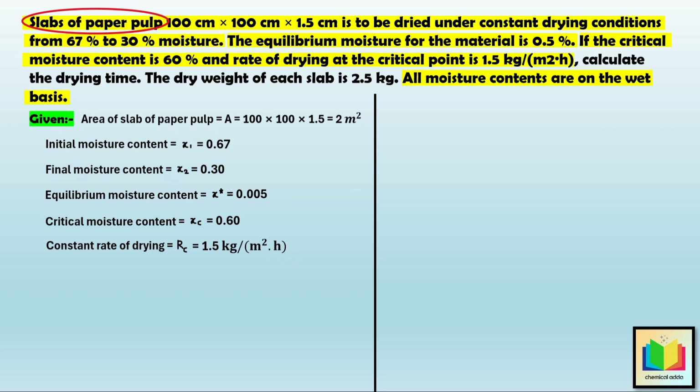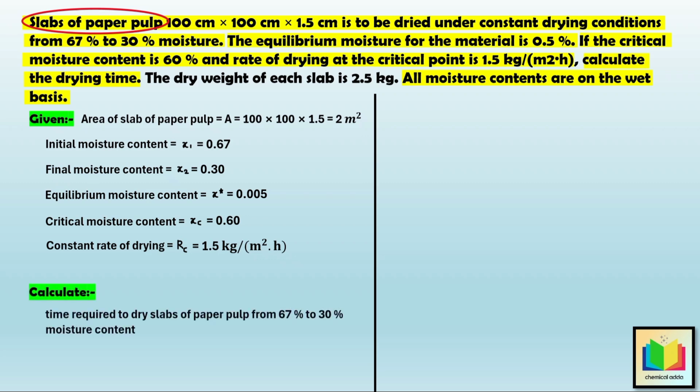Next, in this example, we have to calculate the drying time. Which means that we have to calculate the time required to dry slabs of paper pulp from 67% to 30% moisture content. Then again, in the example we are given the dry weight of each slab is 2.5 kg. Hence, we can take the dry weight of the slab, which is denoted by W dash, is equal to 2.5 kg. Alright, now let's move on and solve the example step by step.